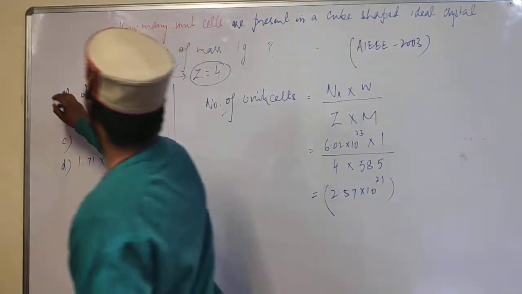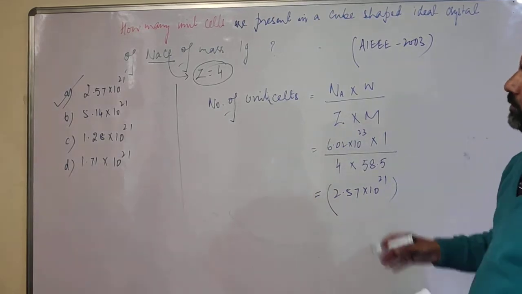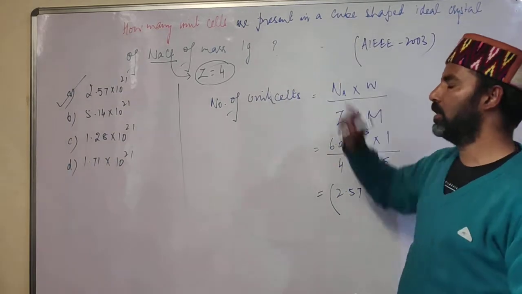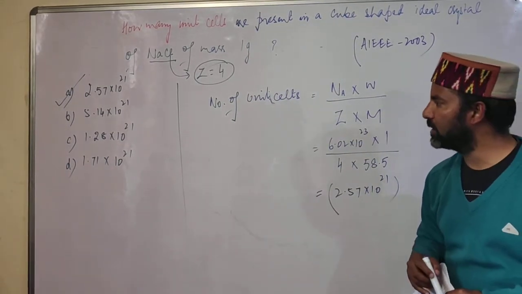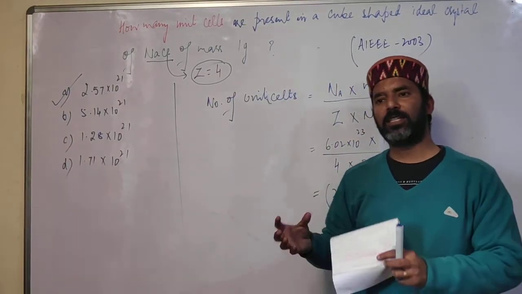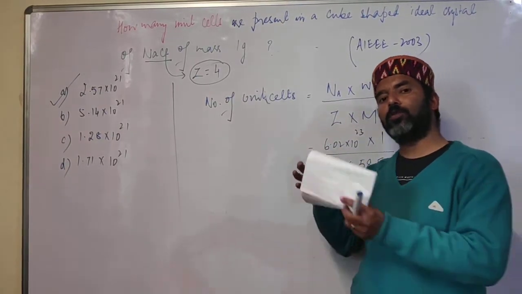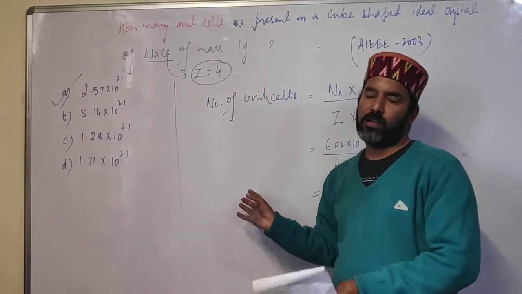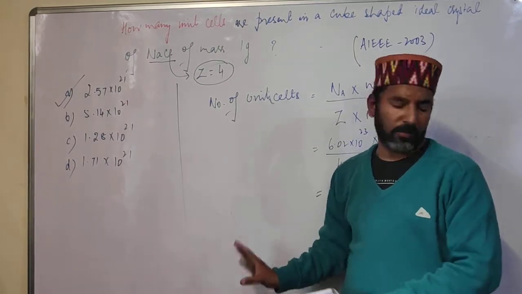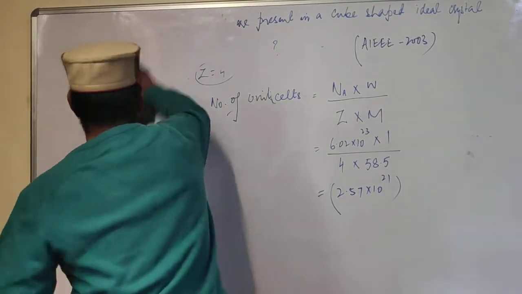So the correct option is this. So this was our topic, that is how to find out the number of unit cells if the weight of a given ionic or any metallic crystal is given. Now students, our next topic is calculation involving unit cell dimensions. In this topic we are going to calculate the density of a crystalline or any other metallic or molecular crystal.